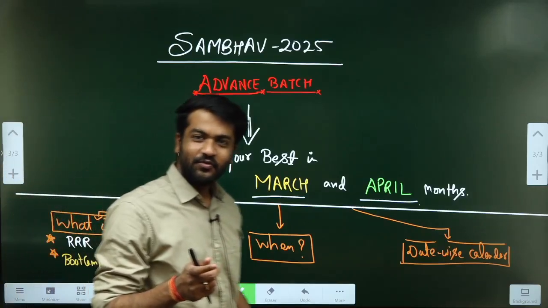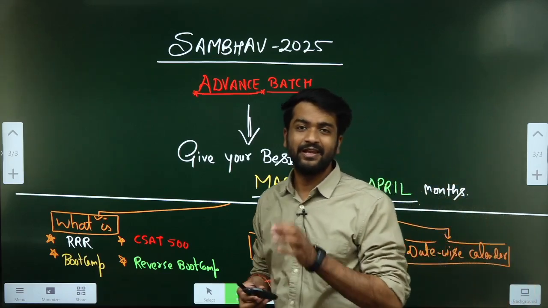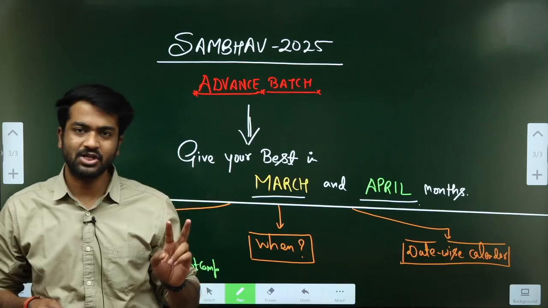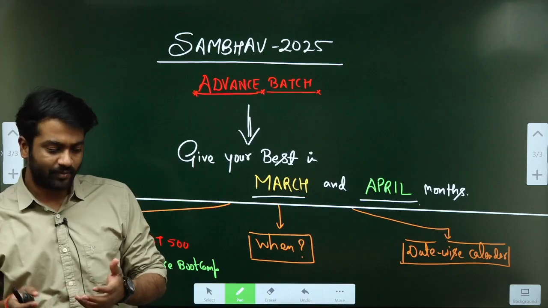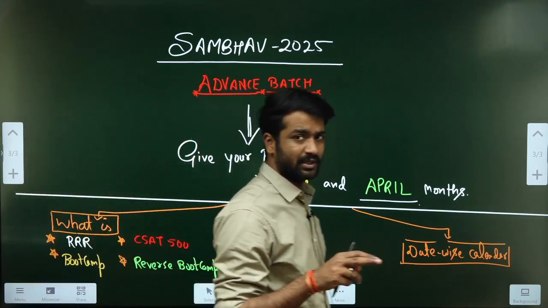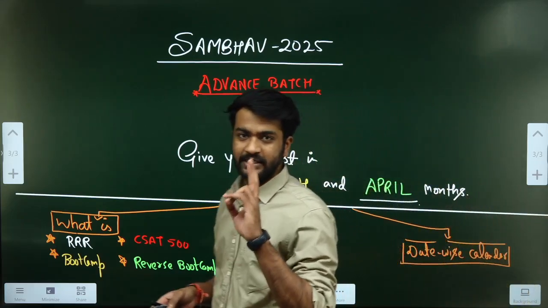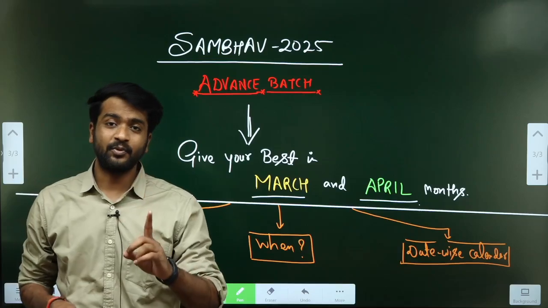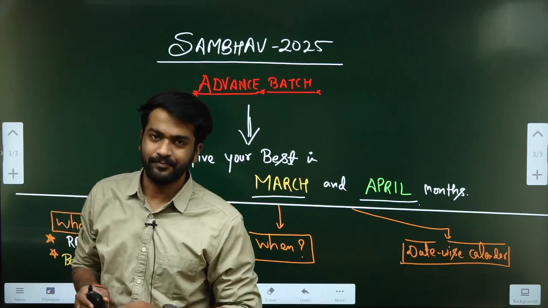Hi, so in this video we will talk about SAMBHAV Advanced Batch, a batch which will help you to utilize your March and April months in the most effective manner. As you all might know, these are those two crucial months which will help you to either make it or break it. These 2 months can help you to clear Prelims 2025 if you are utilizing them well.